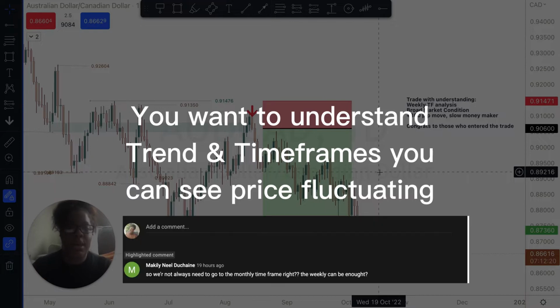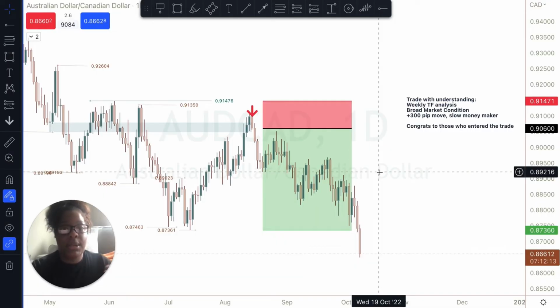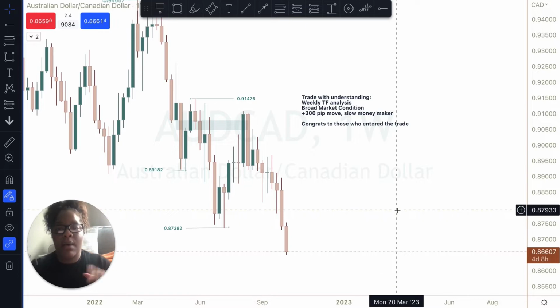The first thing you want to understand is the trend and the time frame that you can find the flow of fluctuations from. So I'm going to have to take you guys up to a higher time frame. Here on the weekly time frame, I want you guys to just notice the exchange trades.